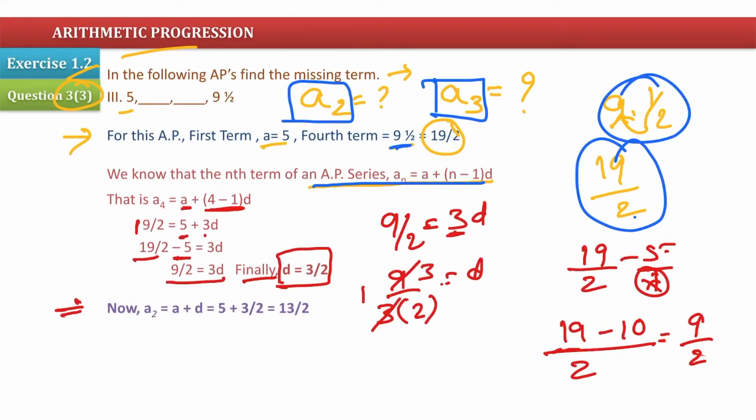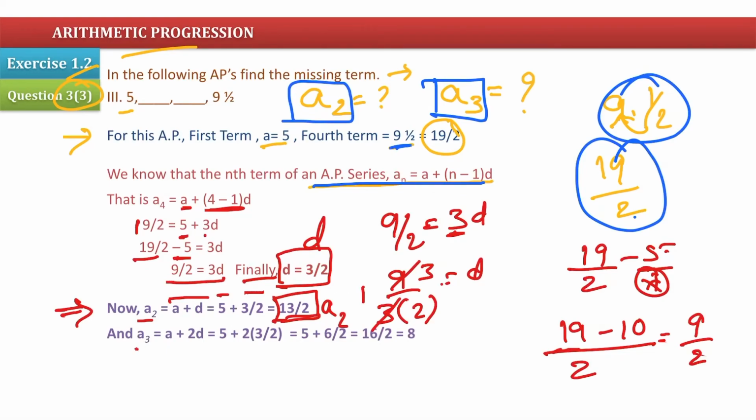Now A2 is A plus D. The A value we know is 5, and the D value we found is 3 by 2, so the answer for A2 is 13 by 2. With the D value found, A3 is A plus 2D. The A value is 5 plus 2 times the D value, 3 by 2. After solving, 5 plus 6 by 2 becomes 16 by 2, so the value is 8.